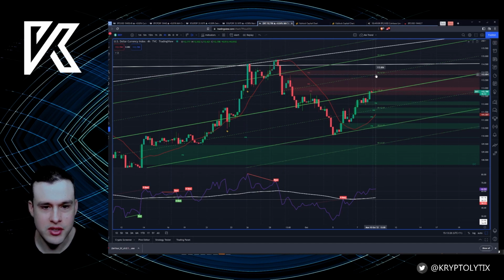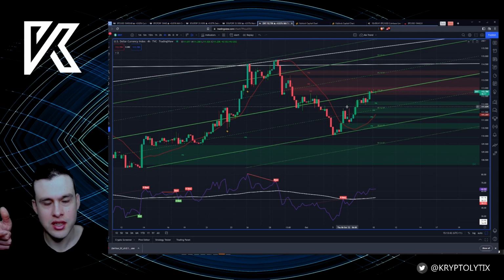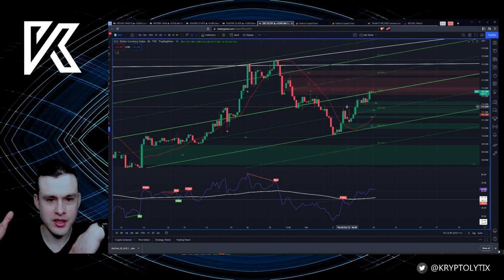If it's going down, risk assets have a much easier time going up, because you can watch plenty of videos out there on YouTube showing the negative correlation with risk assets. Or it's a correlation, but it's the inverse correlation. So Dixie goes up, risk assets go down; Dixie goes down, risk assets go up.